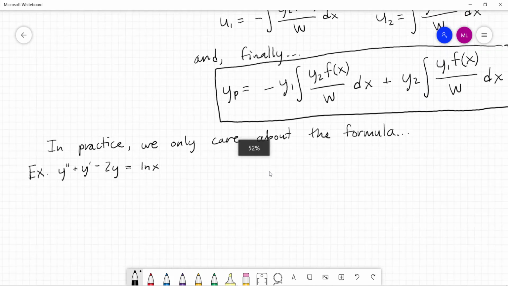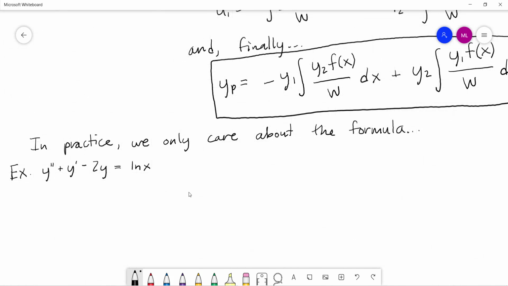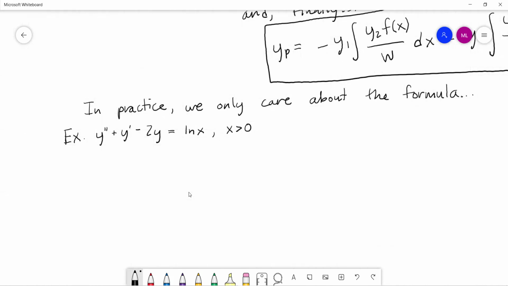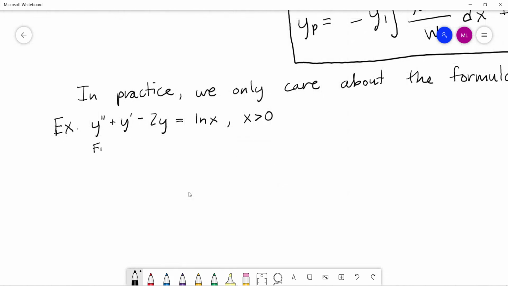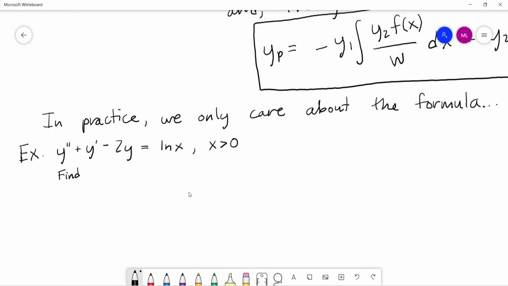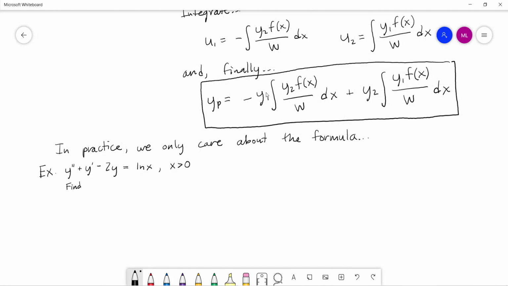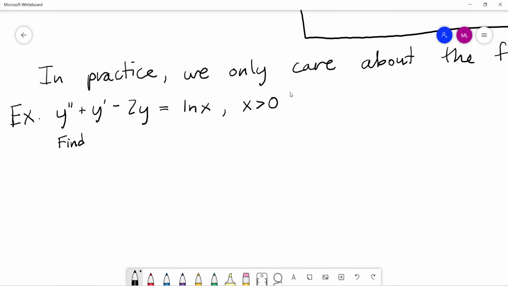So first things first, we need to find the homogeneous solution. Let's give a domain restriction. We're dealing with a natural log, so let's say we're dealing with only positive values of x. To construct the particular solution, I need y1 and y2, the two homogeneous solutions. So find y1 and y2.